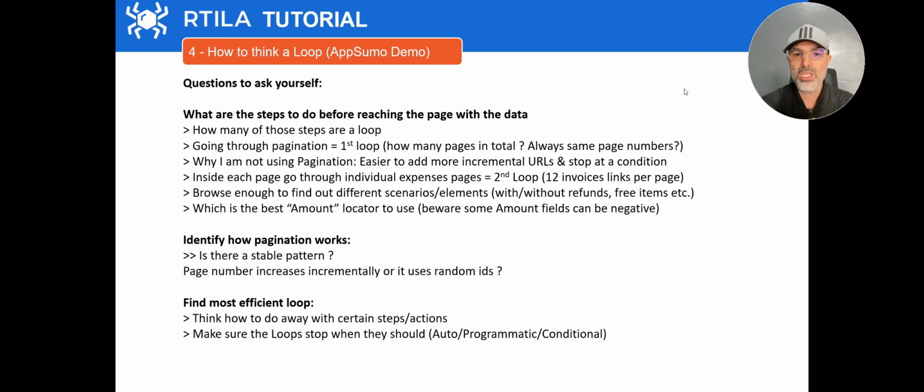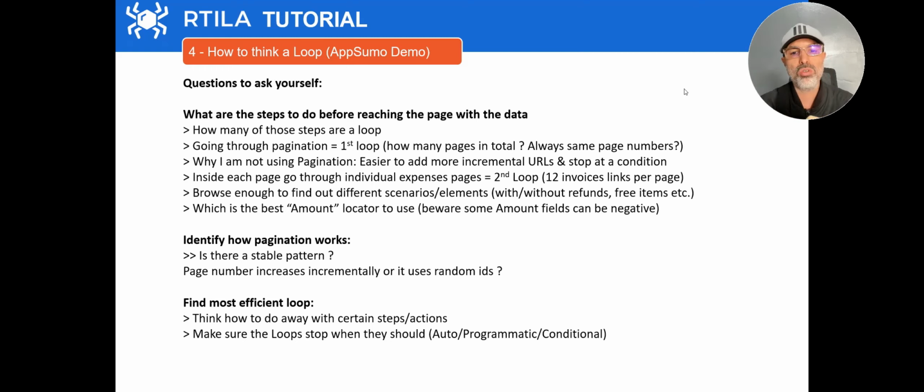And then when you look at pagination, the first thing you do, before you even try to paginate, is try to find a pattern. Like, what is the pattern that is happening in my loops? Is it incremental or not? Is it random IDs, or is it some specific thing that appears that is stable that I could base my automation upon? So these are questions to ask yourself.